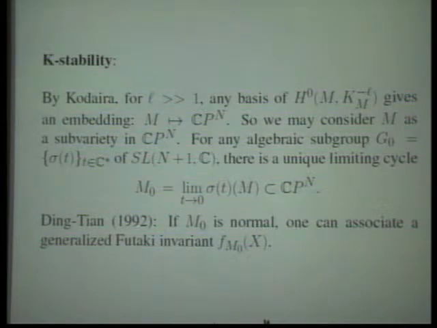In '92, Ding and I proved that if M0 is normal, then one can associate the generalized Futaki invariant. Basically what we did is make sure the Futaki definition still goes through even when the space has singularities. This assumption is not absolutely necessary, but it should be good enough, so sufficient.